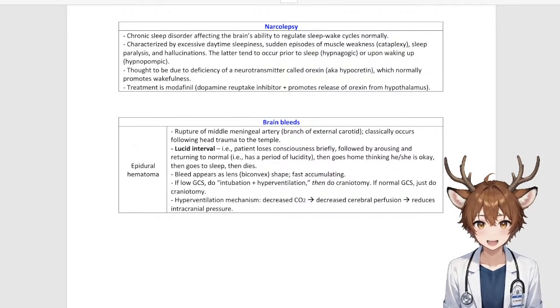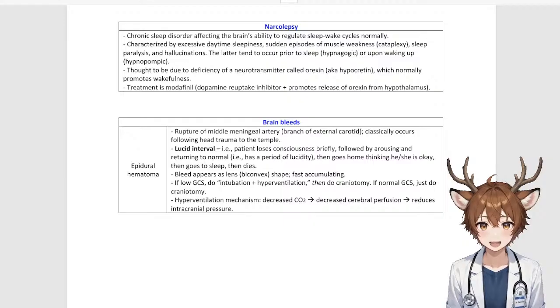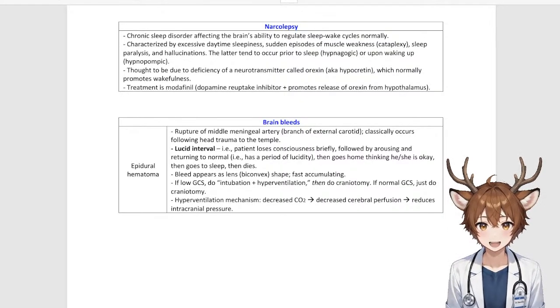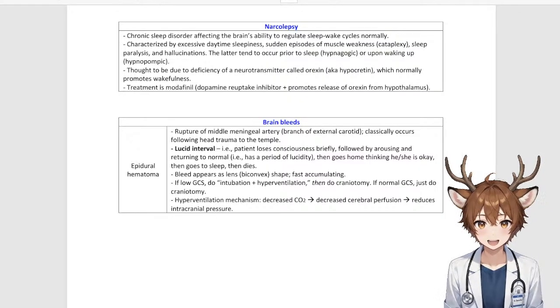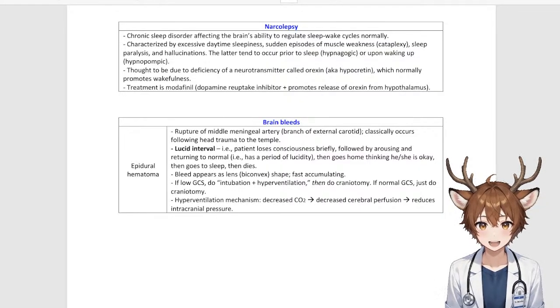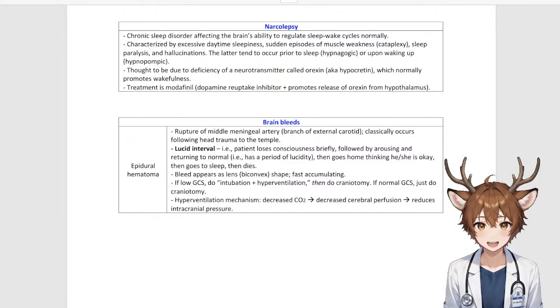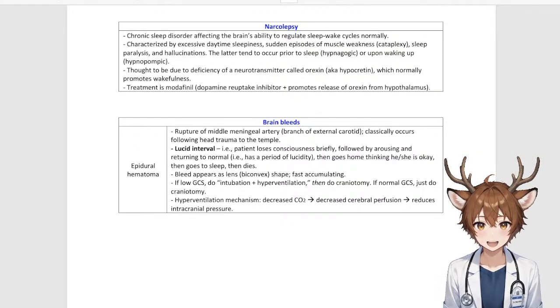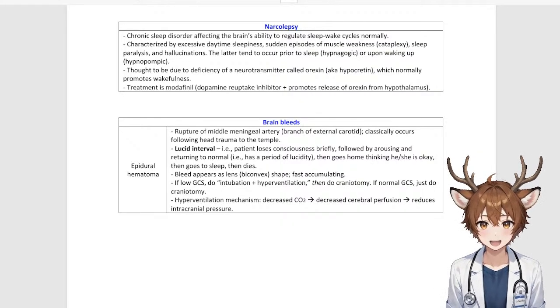If normal GCS, what does GCS in this context mean? I want to say, I don't actually know. Let me look that up right now. GCS refers to the Glasgow Coma Scale. Well, thank you for that. I don't really like acronyms when they're thrown around and I don't really know what they're talking about. Sometimes they explain it, and other times they just say acronyms and expect you to know what on earth they're talking about, which is crazy.